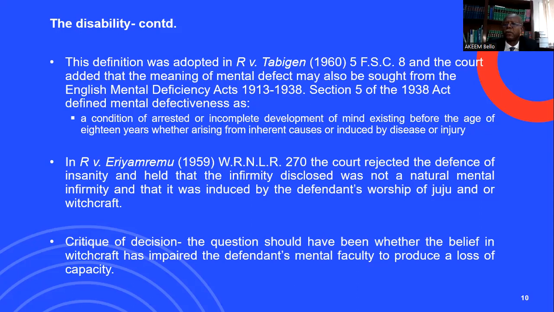So it's not just enough for somebody to raise a plea of insanity based on witchcraft or juju. The worship of juju or belief in witchcraft must have produced a state of mental defectiveness, which resulted in loss of capacity. So the question should have been whether the belief in witchcraft has impaired the defendant's mental faculty. In other words, has the belief in witchcraft produced a mental defectiveness that has resulted in a loss of capacity? If it has, then maybe the court can then consider whether that is a sufficient basis for the plea of insanity to succeed.